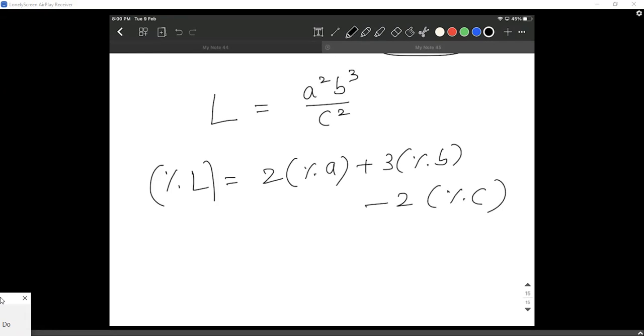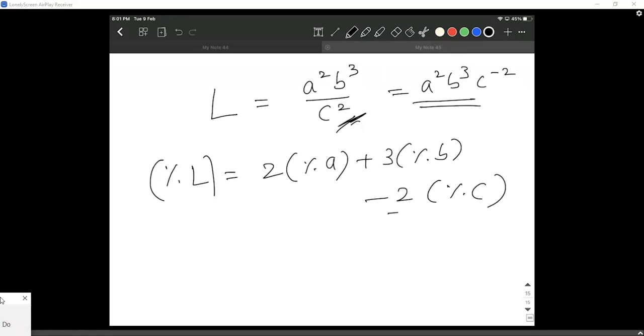2 into percentage change in A plus 3 into percentage change in B minus 2 into percentage change in C. I hope you understand why there is a minus, because C is there in the denominator. When you write it like this, A cube plus B cube, C power minus 2, you have to write it like this. So that is why you'll get a minus.